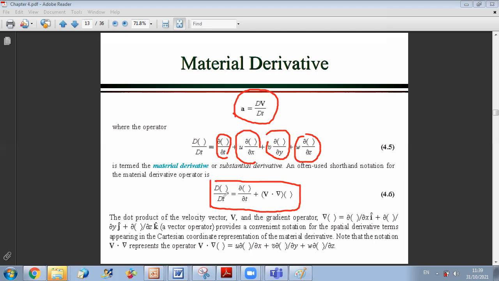Okay, so you can obtain, so plus V dot, this is called the gradient operator. So it's V dot product the gradient operator. Okay, but you can just know it in this form, but just for your information, it can be written also in the following mathematical form. Okay.